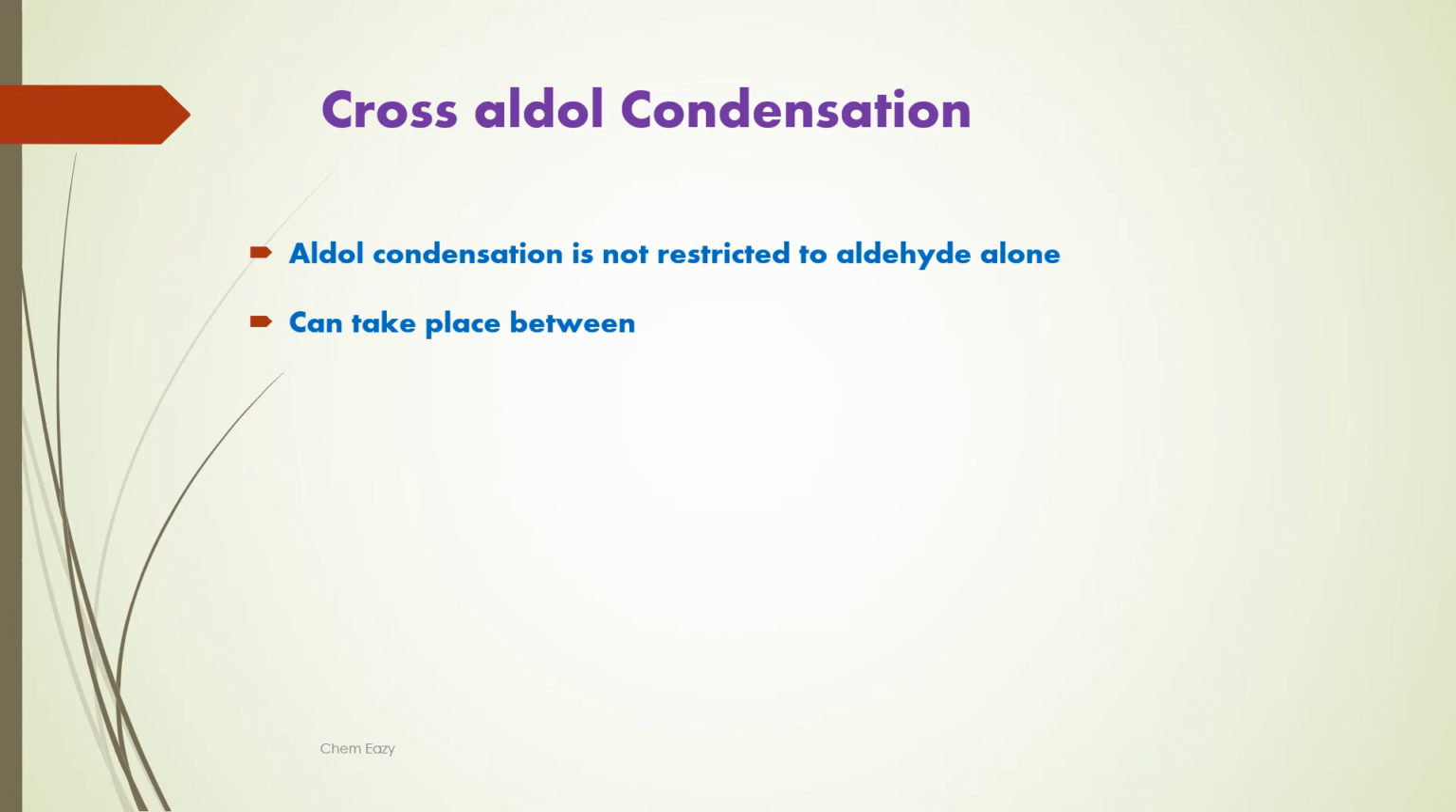Next, coming to cross aldol condensation. This should not be confused with crossed aldol. Crossed aldol is formed when two different aldehydes undergo condensation. Cross aldol condensation takes place between aldehydes and ketones. It means that between one aldehyde and one ketone, if the condensation takes place, that reaction is called cross aldol condensation.